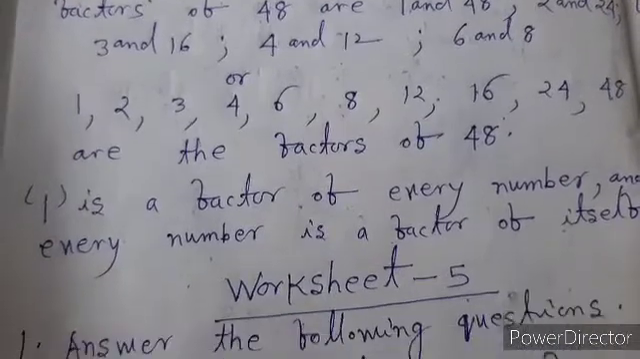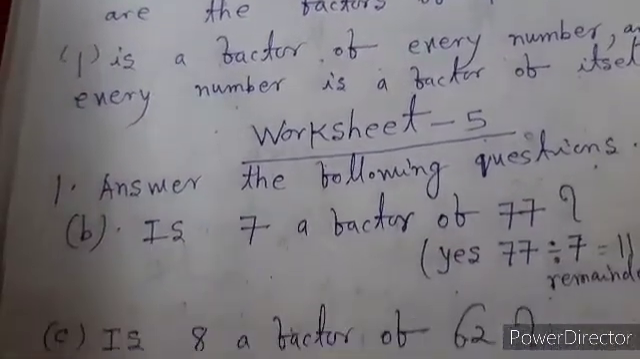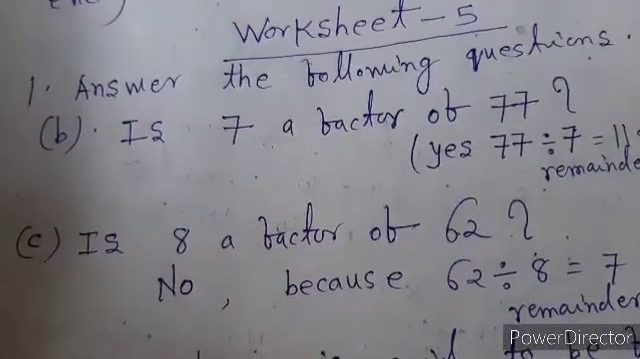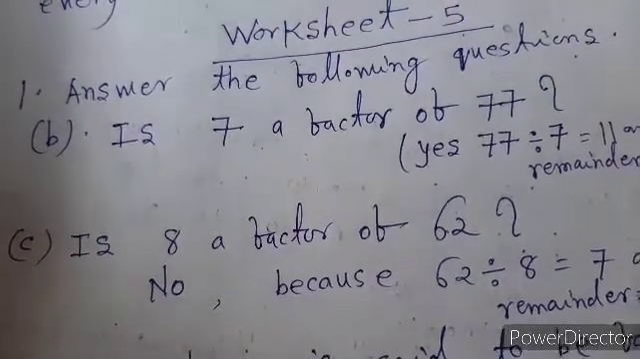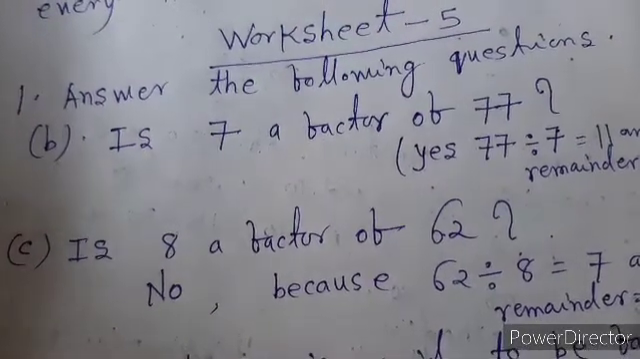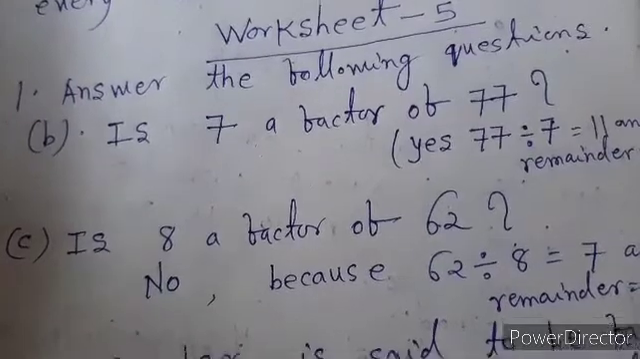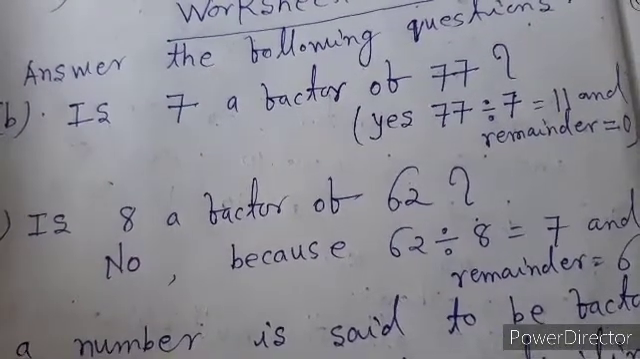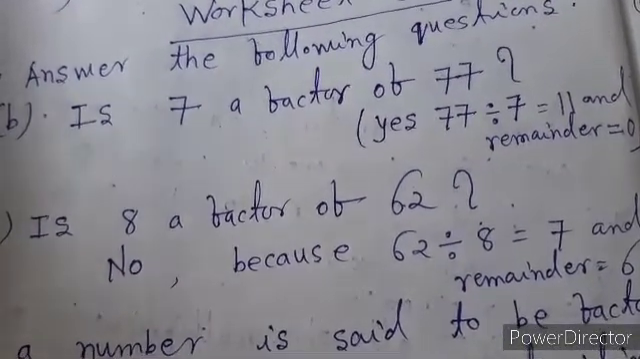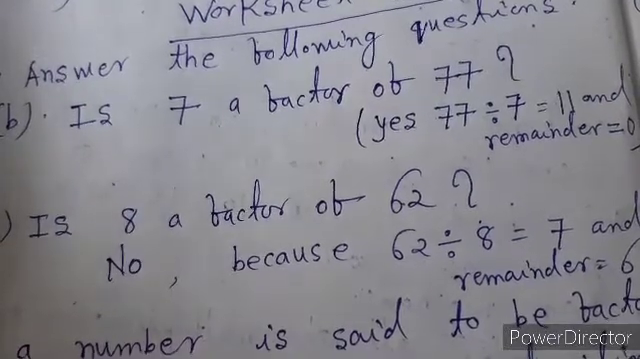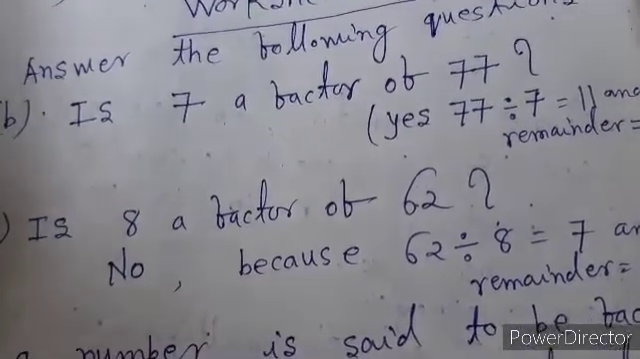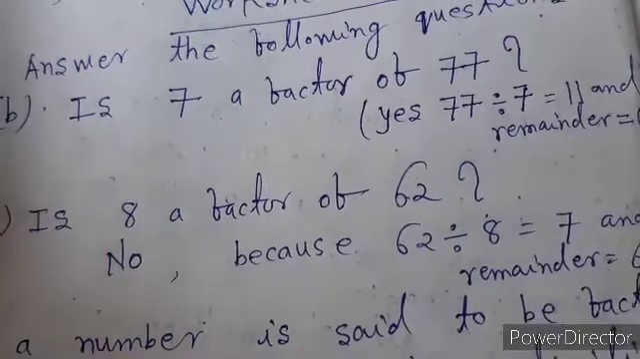Now we solve some problems of worksheet 5. In question 1, the question is: is 7 a factor of 77? We know that 7 divides 77 exactly 11 times, that means the remainder will be 0. So 7 is a factor of 77.